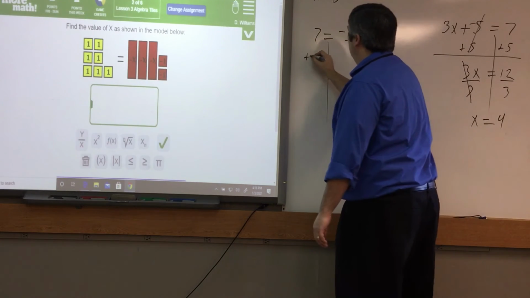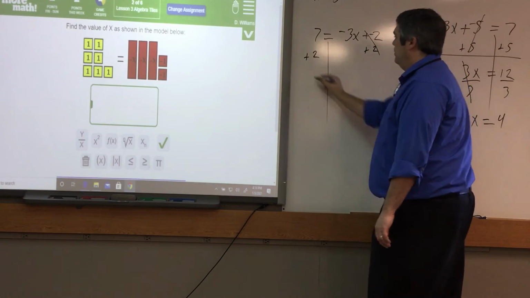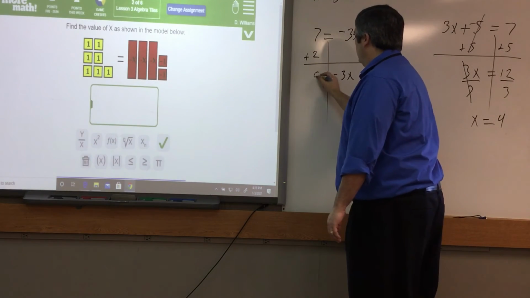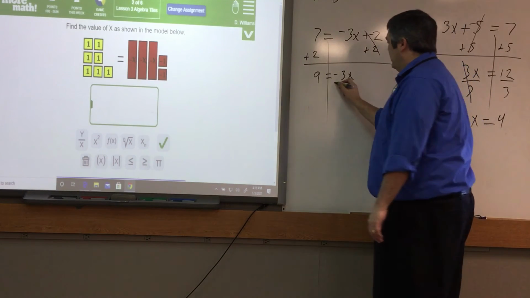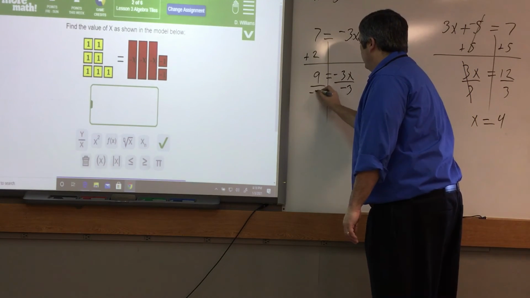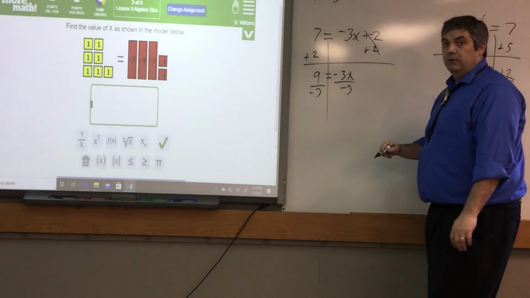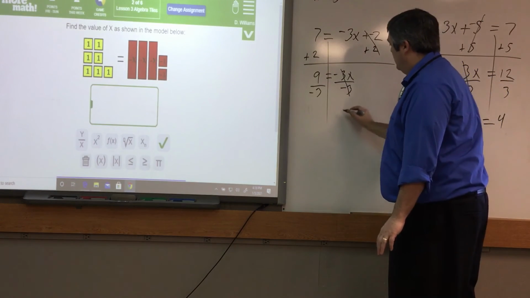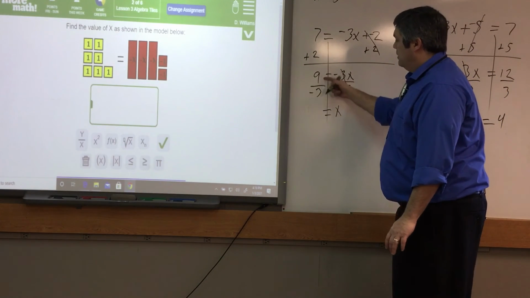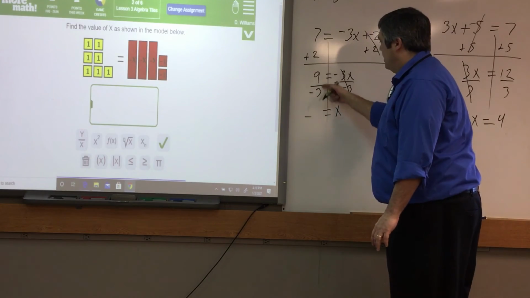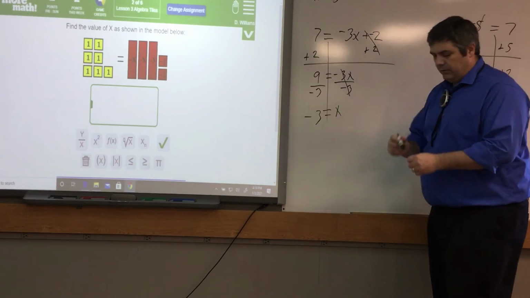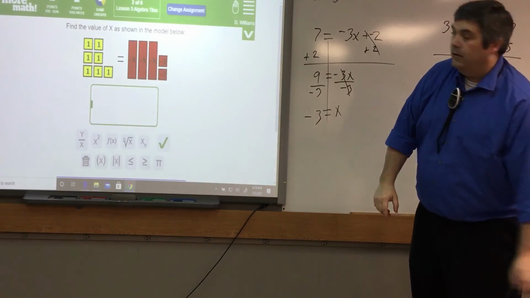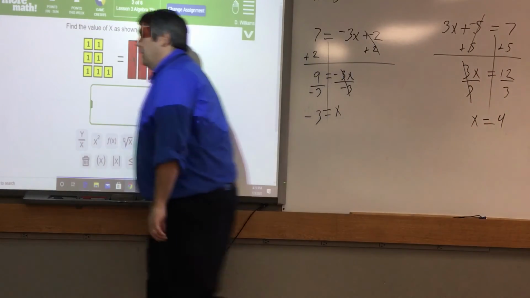Plus 2, plus 2. This cancels out. All right, bring this down. Negative 3x equals 9. Divide by negative 3. Again, I know I'm going through these fast, but we should know how to do this at this point, but in case we don't: positive divided by negative gets me negative. 9 divided by 3 gets me 3, so negative 3. And again, I take this and plug it back into my original one, and I should get a positive 7 out of that.